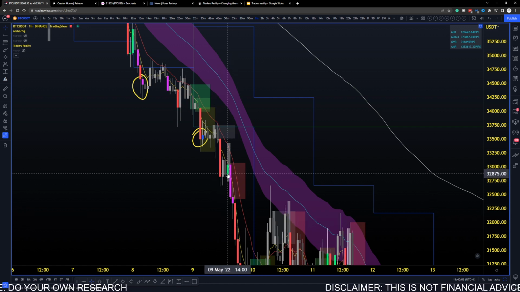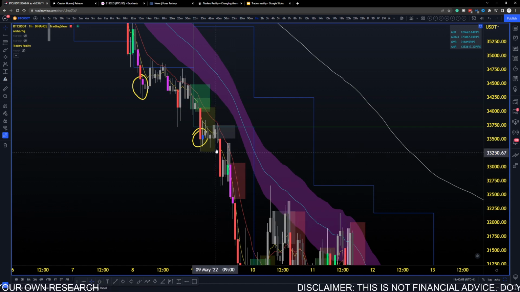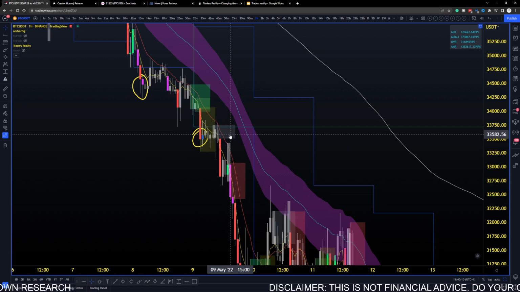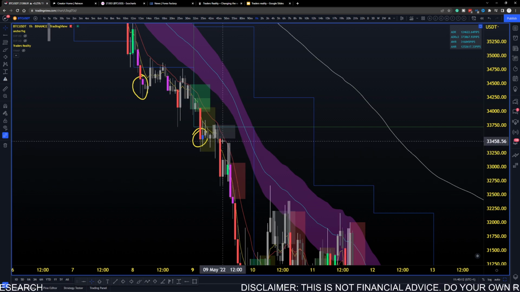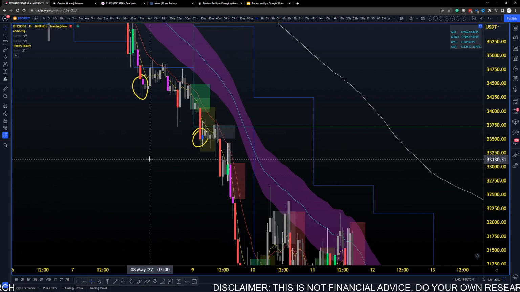Look what they did with that stopping volume candle. They did exactly the same thing. Stopped it from actually going lower. They spiked price higher, come back and recover the shorts, liquidations, and then they bled price to the downside.